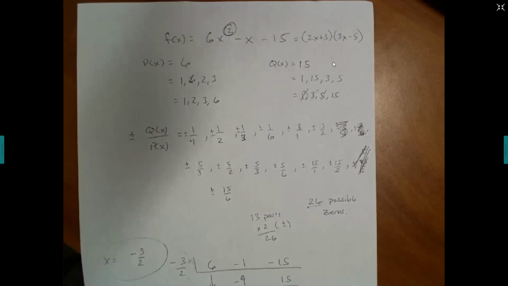But next time I'm going to show you what's called Pascal's triangle, which tells us how many positive, how many negative answers we can have.